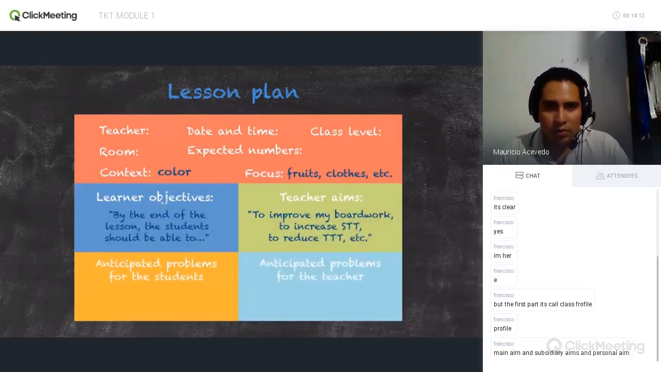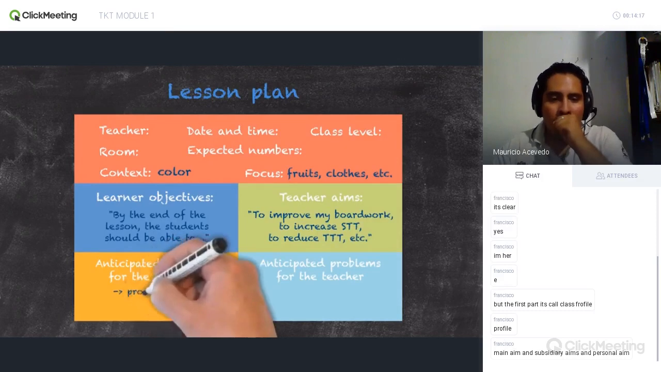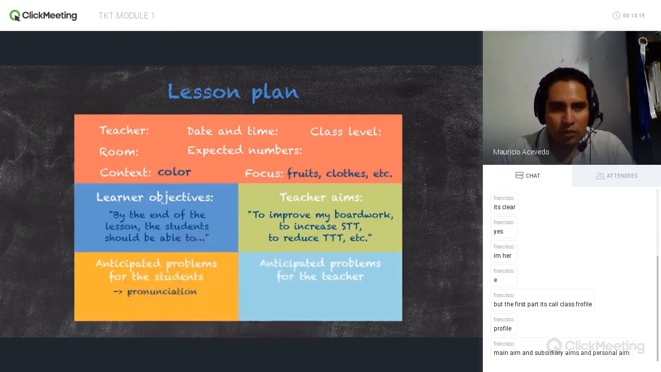The types of problems that we may anticipate from our students is that they will have difficulties with pronunciation, they may have difficulties with the level of the grammar and being able to put it into context, and so on and so forth. Anticipated problems for ourselves would be things like making sure that we stick to the plan, making sure that the focus of the lesson is maintained throughout the whole lesson, and so on and so forth. So a set of anticipated problems for the teacher and for the students.